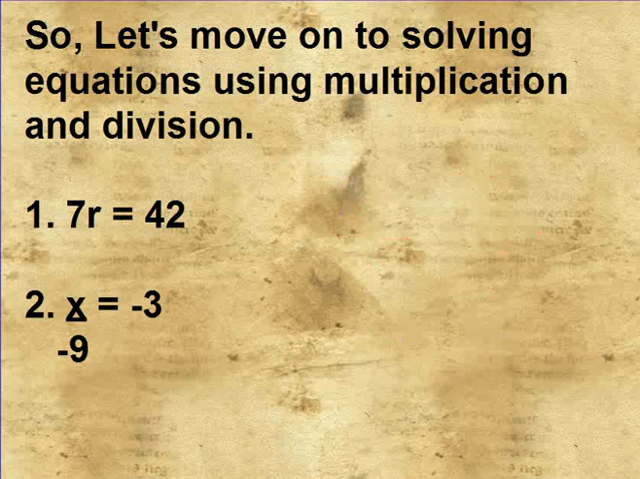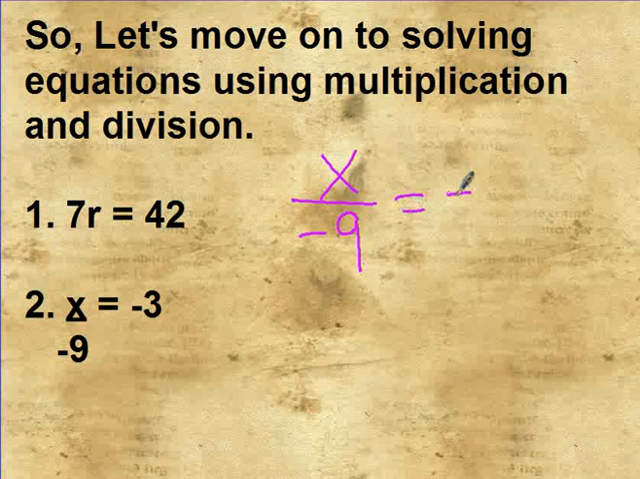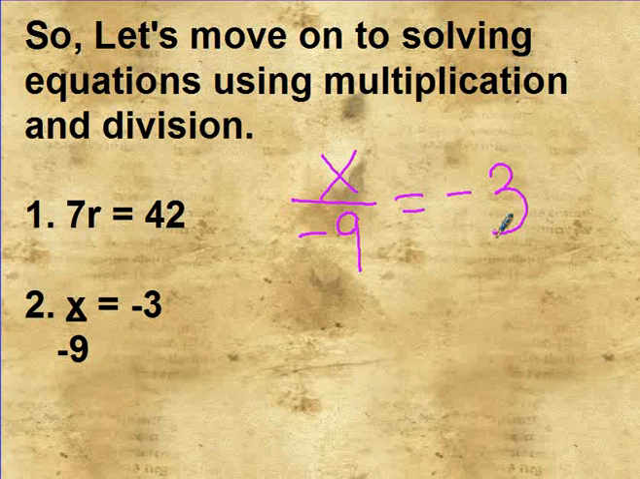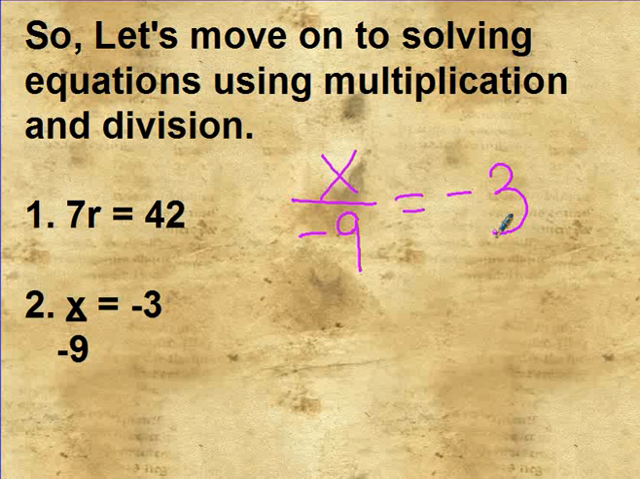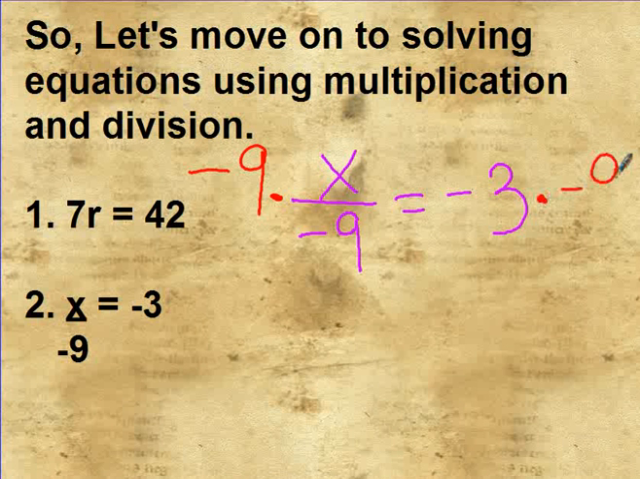Let's try the next example. X divided by -9 equals -3. I ask myself, who's getting in the way of x being by itself? And it's -9. -9 is getting in the way by dividing. The inverse operation, or the opposite of dividing, is to multiply. So I multiply both sides by -9.